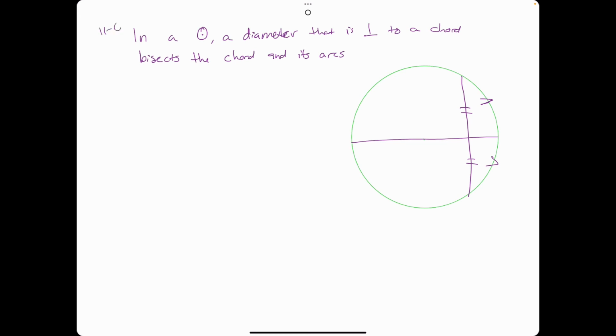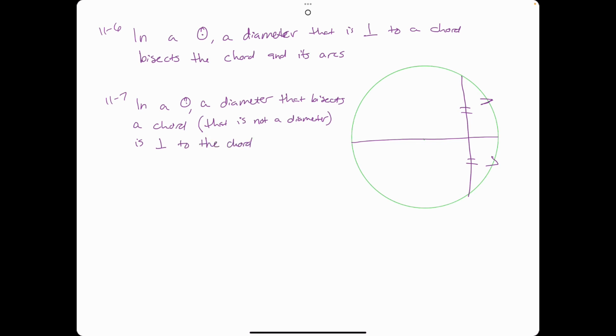This is actually 11.6 if you're looking in the back of the book. 11.7: there are no titles to these. In a circle, a diameter that bisects a chord that's not a diameter is perpendicular to the chord. So if the diameter bisects the chord, which is what my drawing is showing so far, then it is perpendicular to the chord.